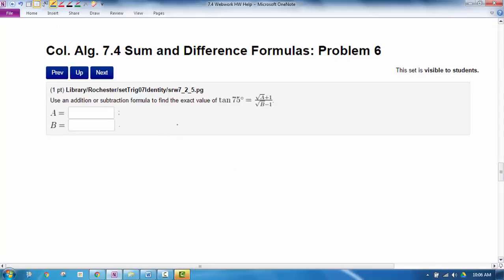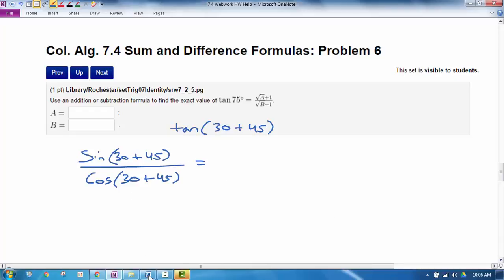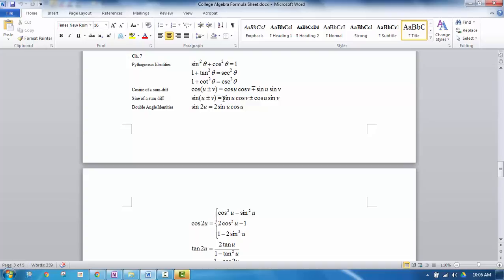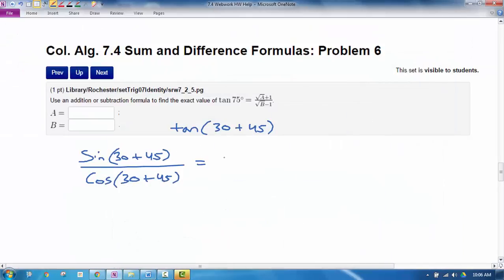Okay, the next formula wants us to use the tangent of 75. I'm going to rewrite that because they want us to use addition or subtraction, so I'll rewrite it as 30 plus 45. Now, tangent's really sine over cosine, so I'll rewrite it like this, and then I'll use my formula sheet right here to write down these formulas.